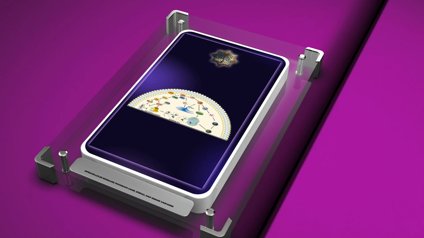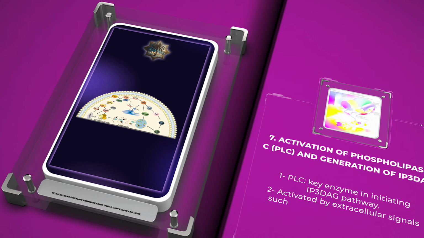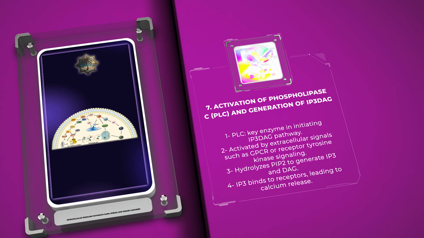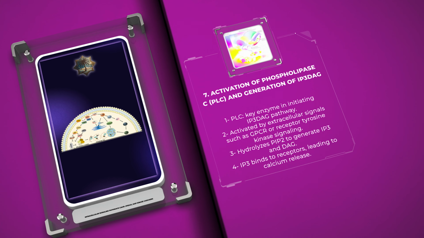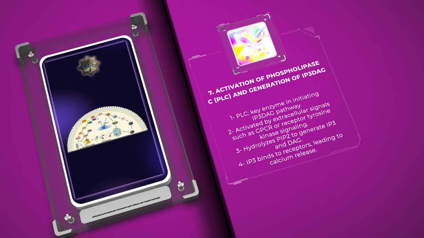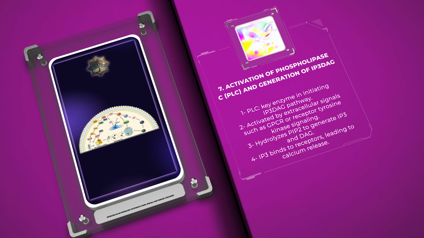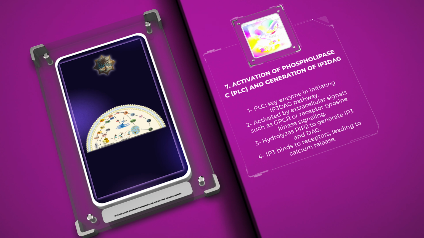Phospholipase C, PLC, is a key enzyme responsible for initiating the hepatic pathway. PLC is activated by various extracellular signals, such as GPCR-mediated activation or receptor tyrosine kinase signaling. Upon activation, PLC hydrolyzes phosphatidylinositol 4,5-bisphosphate, PIP2, generating IP3 and DAG. IP3 diffuses through the cytoplasm, binding to IP3 receptors on the endoplasmic reticulum, leading to calcium release. DAG remains in the membrane, activating PKC.